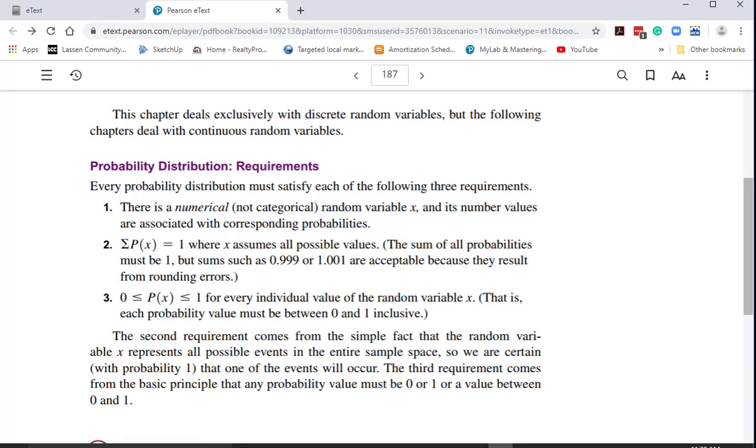You can't have a negative probability. We don't know what it means. And of course, it can't be greater than 1. That's rule number 2. Because they'll ask you, is this a real probability distribution? And you have to check these things.